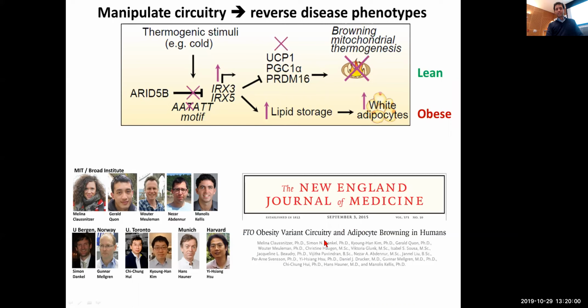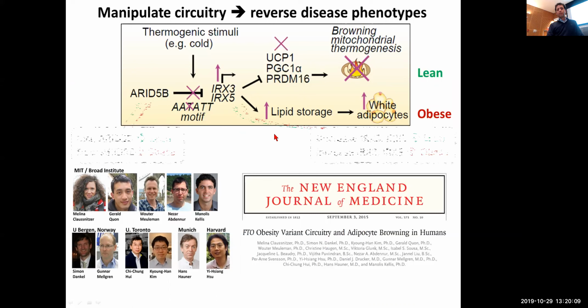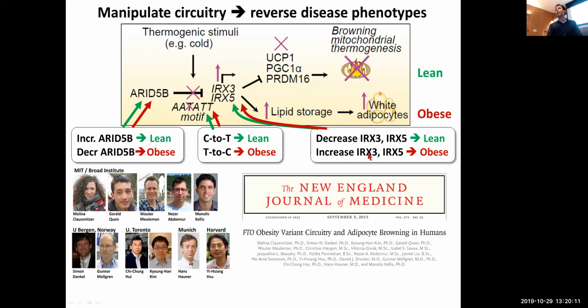So this was basically elucidated by using all of these techniques that I mentioned and then putting them together to show the circuitry. And the advantage of finding the circuitry is that you can now start intervening. You can basically increase or decrease the upstream regulator. You can increase or decrease the downstream target gene. You can use CRISPR-Cas9 genome editing to change a single nucleotide.